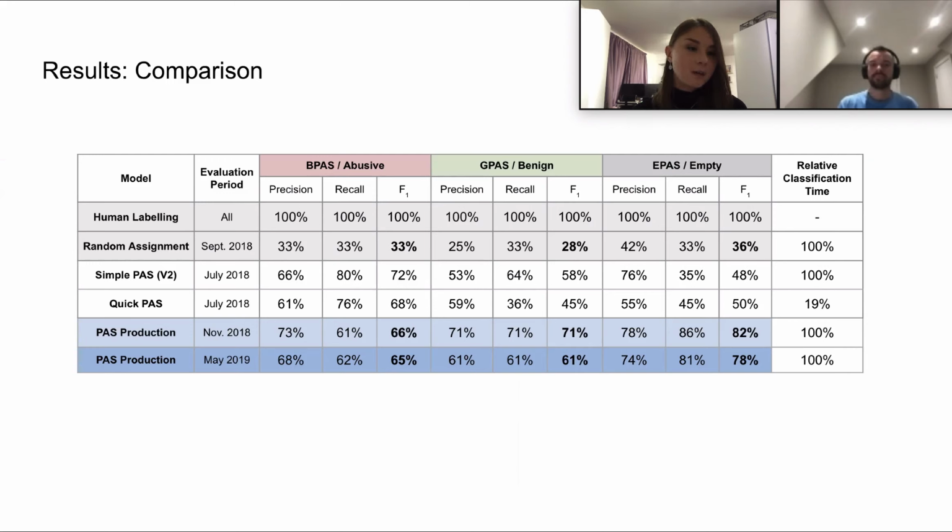To verify our hypothesis that pass production is more robust than previous pass models that didn't retrain, we reran the evaluation of pass production 6 months later in May 2019. In the table, we're looking at the 2 blue rows at the bottom. The precision, recall, and F1 scores of all 3 classes remained above 60%, which no other model managed at any point in time. The largest drop was for the F1 score of the benign class, from 71% to 61%, changing equally between precision and recall.